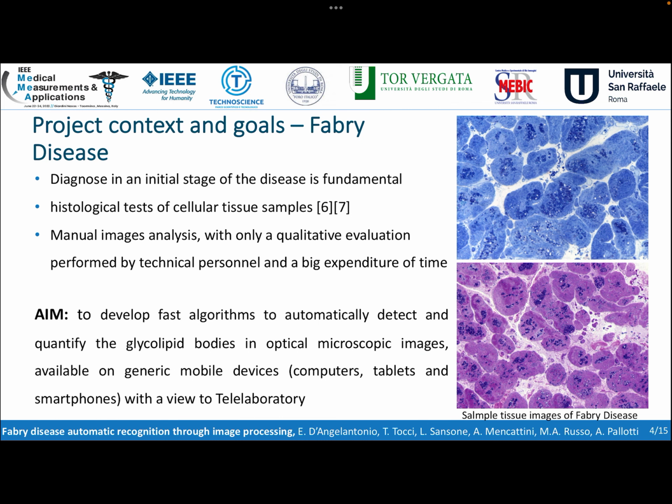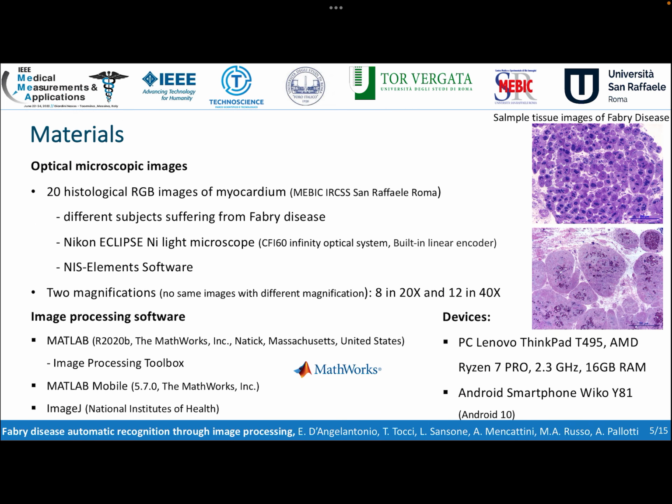In order to obtain good results with the therapies, it's very important to diagnose the disease in an initial stage. But the normal diagnostic tools are not able to detect the disease in a preclinical step or in an initial stage. So at the moment, histological tests of cellular tissue samples were performed with a manual image analysis done by technical personnel with an only qualitative evaluation of the images and a very big expenditure of time.